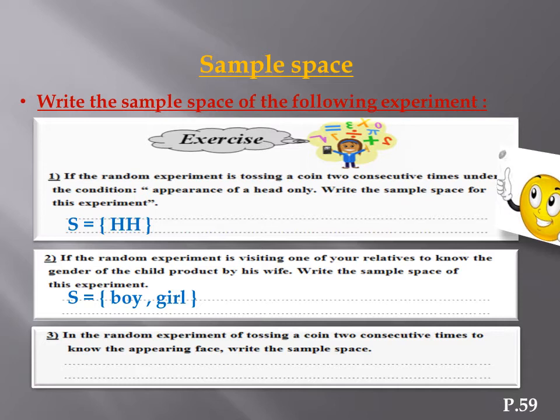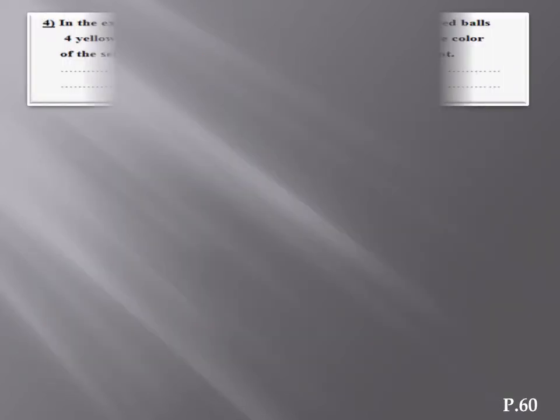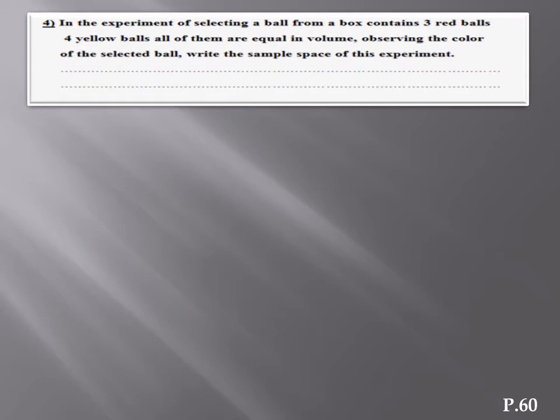In the random experiment of tossing a coin 2 consecutive times to know the appearing face, write the sample space. Head head, head tail, tail head, tail tail. In the experiment of selecting a ball from a box containing 3 red balls and 4 yellow balls, all of them equal in volume, observing the color of the selected ball, write the sample space of this experiment. The sample space will equal yellow and red.